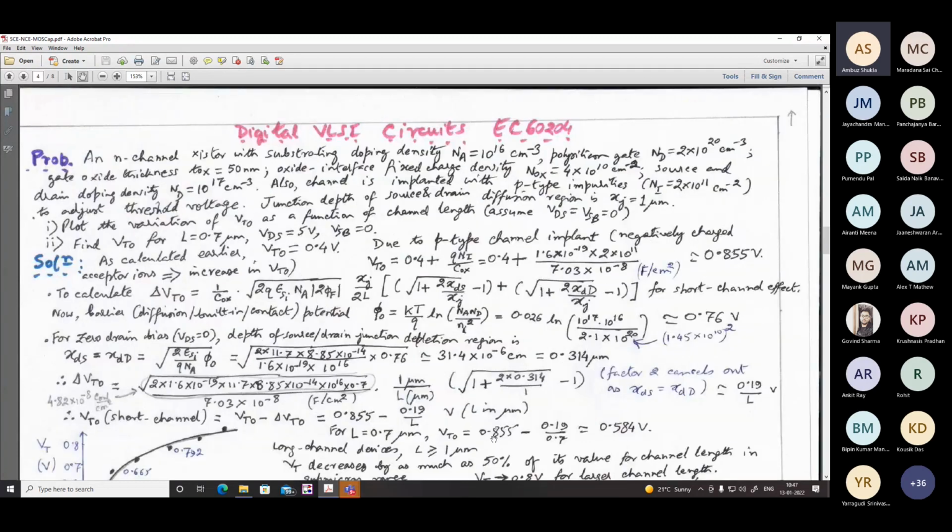See, we have an N-channel transistor with substrate doping density 10 to the power 16. Then the polysilicon gate is an N-type gate, so the donor density is much higher. Probably we have seen this problem. We'll just apply this in the context of a short channel device. Gate oxide thickness is 50 nanometer. Oxide interface fixed charge density and doping density are given. Also, the channel is implanted.